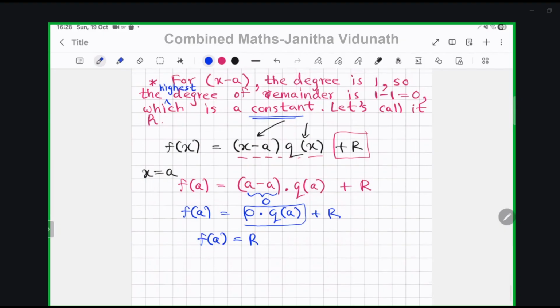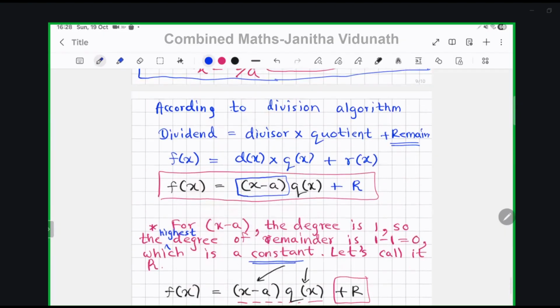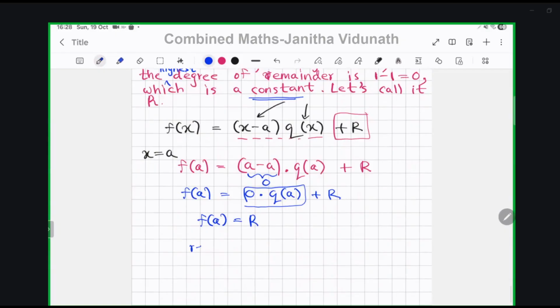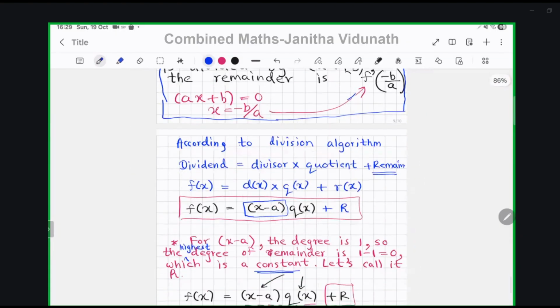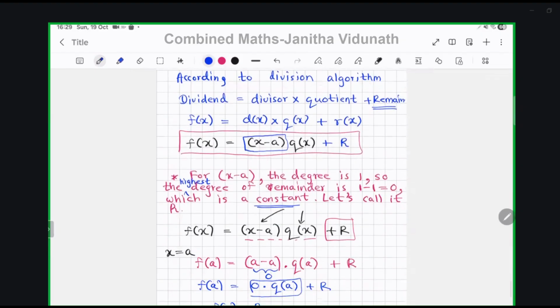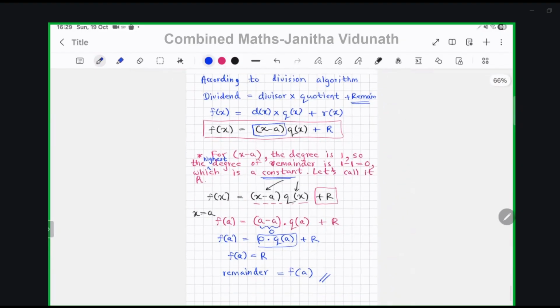Then what is R? Now R is our remainder. Then the remainder should be equal to f(a). Very simple proof. This is what is stated under the remainder theorem. Very easy theorem. Now write down those things. This is a very easy theorem and very easy to solve questions under the remainder theorem. Okay. Write down those things.